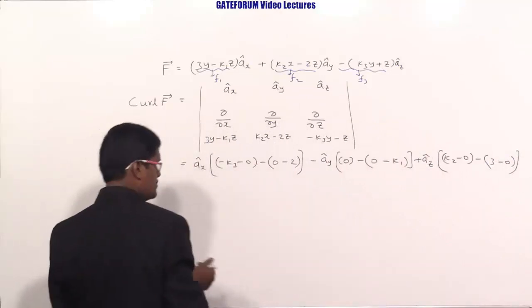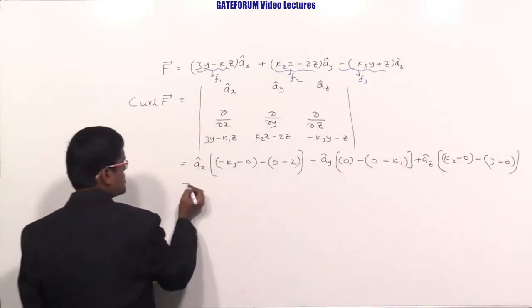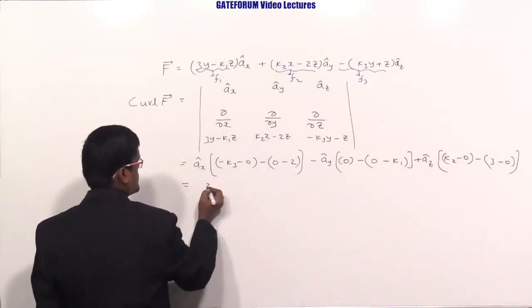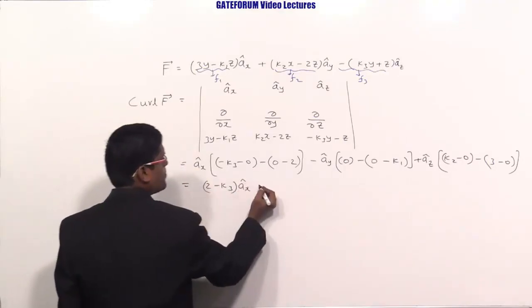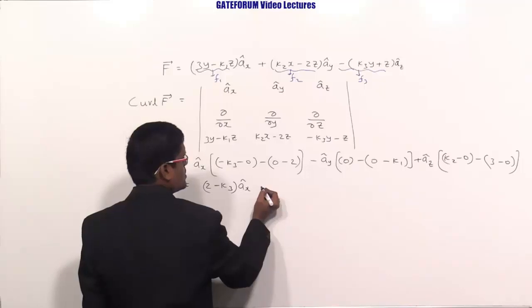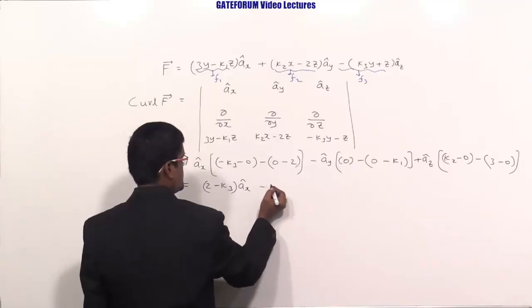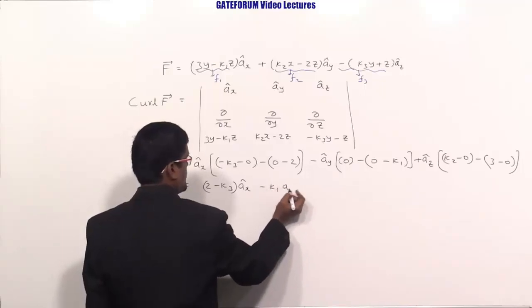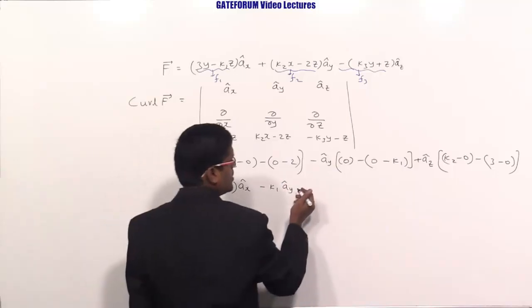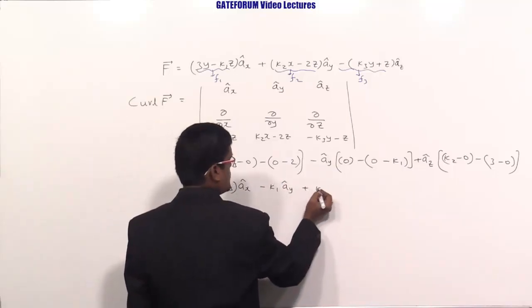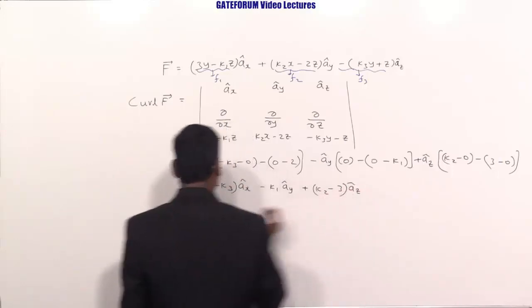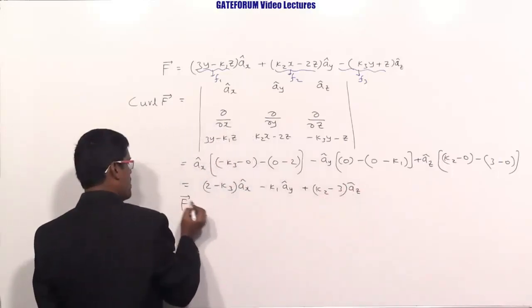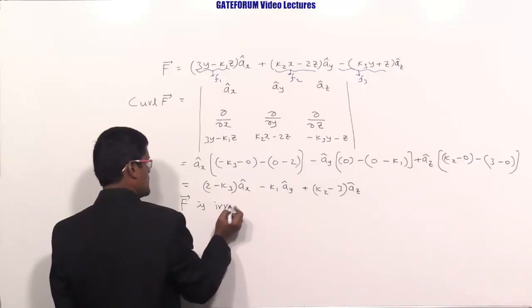So this is given irrotational. Okay, so this simplifies to (2 minus k3) ax cap, minus k1 ay cap, plus (k2 minus 3) az cap. So f bar is irrotational, given.